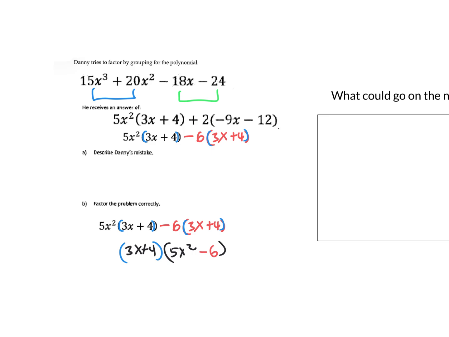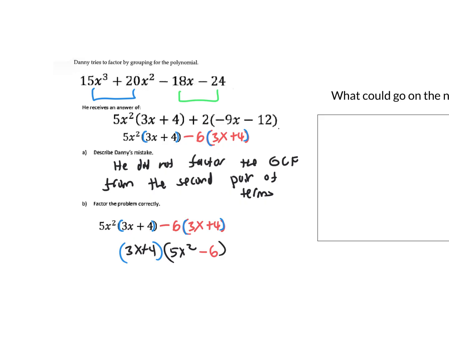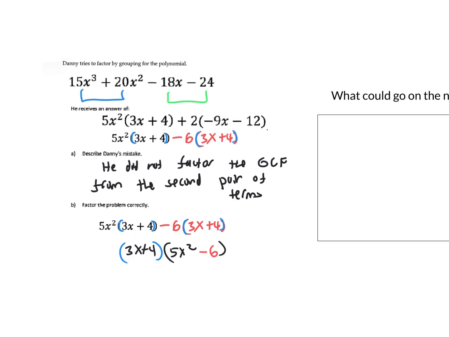What is the mistake? Okay, I guess we have to use our language. Describe the mistake. He did not factor out the GCF from the second pair of terms. Right? This 2 is not the GCF of the second pair of terms. All right, so hopefully that makes sense. That is that one.